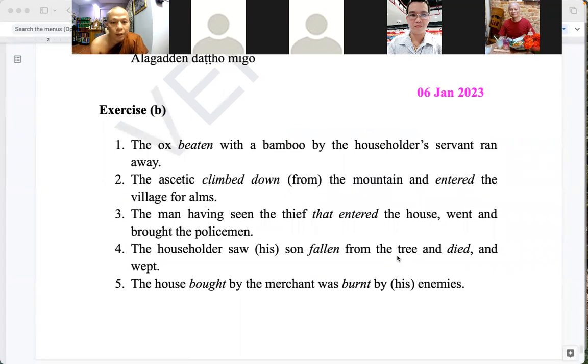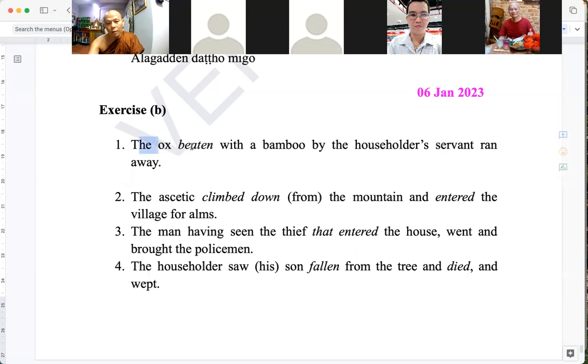So today, we will do exercise B of lesson 16. The usage of the genitive case actually translates into Pali. We need to translate English sentences into Pali. Here also, when we try to translate English sentences into Pali, we need to find the main subject and main verb. So the first line I will do for you.